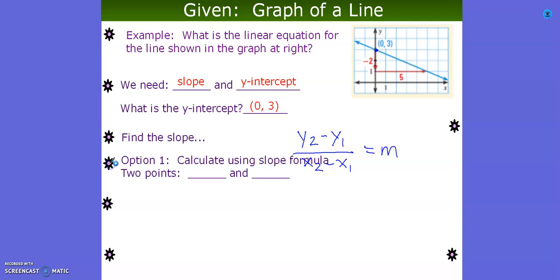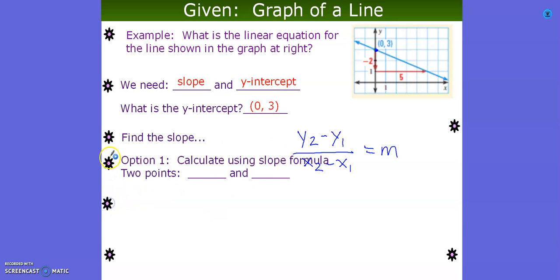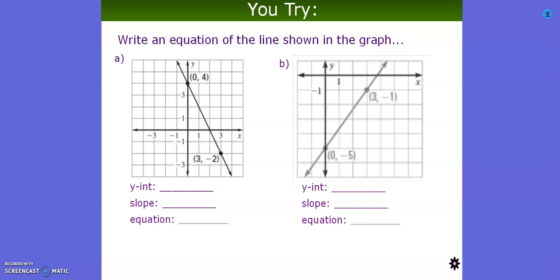So my slope for this one is going to be -2 over 5, that's my slope. So my equation is y equals -2/5 x. And then my y-intercept is (0, 3). At 3 is where it crosses the y-axis, so that's what we're putting here. All right, go ahead and pause and you try.